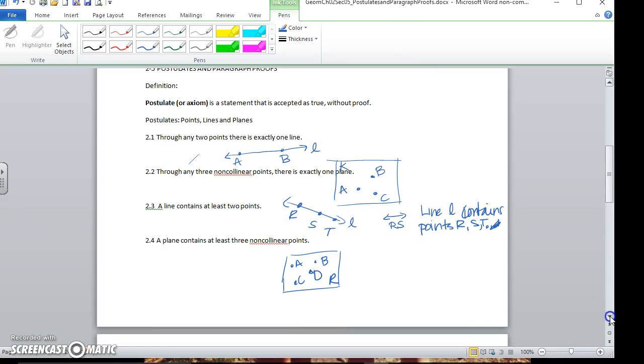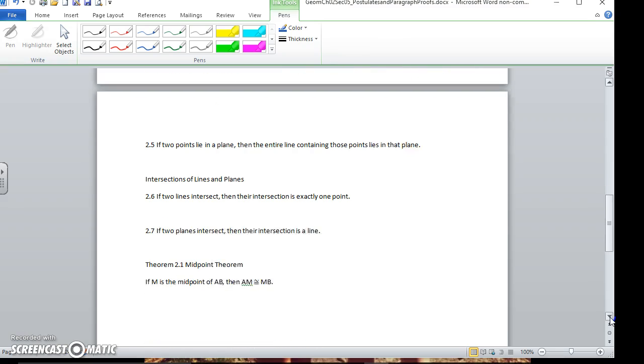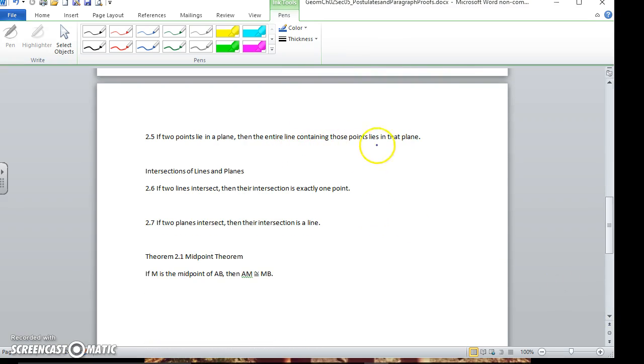2.4, let me just scroll down a little bit. If 2 points lie in a plane, then the entire line containing those points lies in that plane. You kind of have to think about this a little bit. If I draw a plane here, let's say that this is plane T, and I have 2 points in the plane, let's call those A and B. If those 2 points are in the plane, then the line that goes through them is also in the plane. Remember we talked about how planes can continue to stretch out. As the plane continues to stretch out, that line would continue to stretch out, and so that line will stay in the plane the entire time.